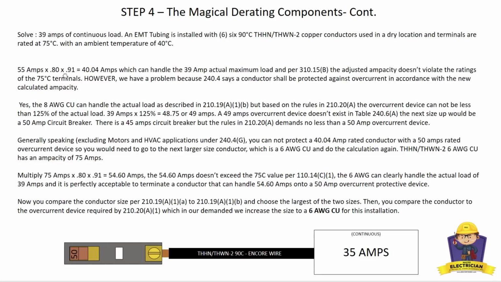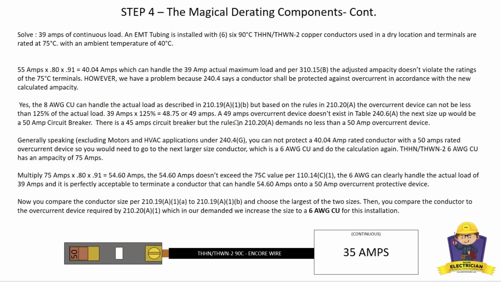However, because we're using this one as the adjustment corrections and resulted in a larger conductor, we now have the conductor that has to protect it at its ampacity. In this case, the new ampacity from the 90 degree C is only good for 40.04 amperes. Okay. Now, an 8 AWG can handle the actual load as described in 210.19(A)(1)(b), but based on the rules of 210.20(A), the overcurrent device cannot be less than 125% of the actual load times 125%, which in this case was 48.79 amps, which is 49 amps.